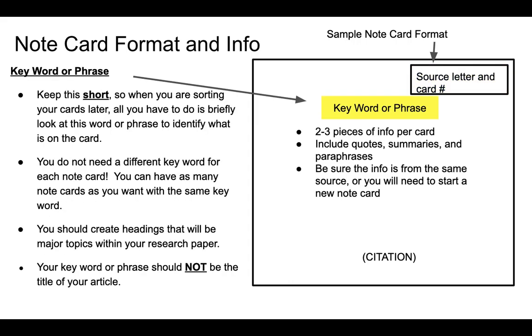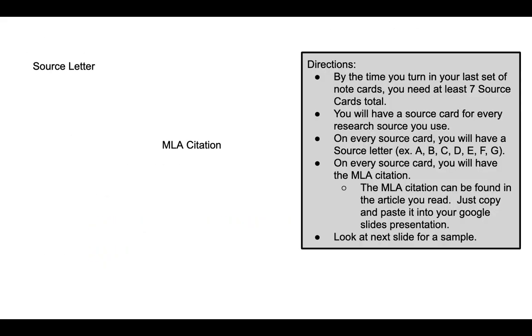So to create a source card, I'm going to actually go here. Like I said, you'll have a source card for every research source you use. So for every article that you find, you are going to create a source card, and it's very important that you use an MLA citation for this. So on every source card, you'll have a source letter, which I'll talk about. If you look in this third bullet right here where I'm pointing, A, B, C, D, E, F, G, and then if you have more, you just continue on with the alphabet.